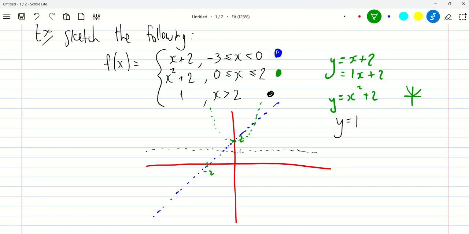We need to now go and have a look at the domain where they're defined. So firstly, let's have a look at this one. x plus 2 is only defined for x between -3 and 0. So let's have a think about this. It goes between -3 and 0, and that's the blue line. Because it's not including 0, there's going to be an open circle there, right? So that's an open circle when x is equal to 0. It's not included on this graph.